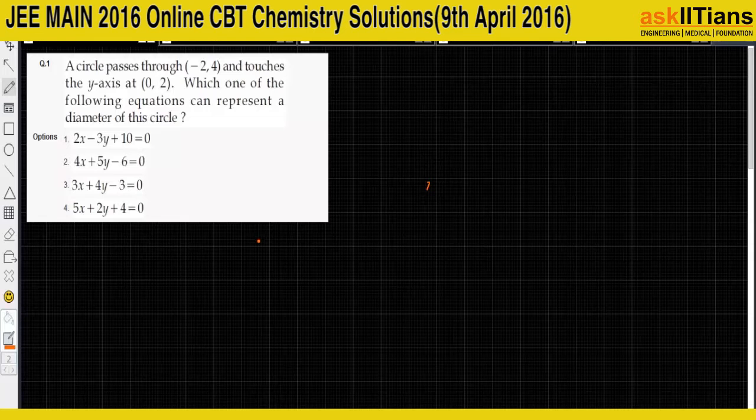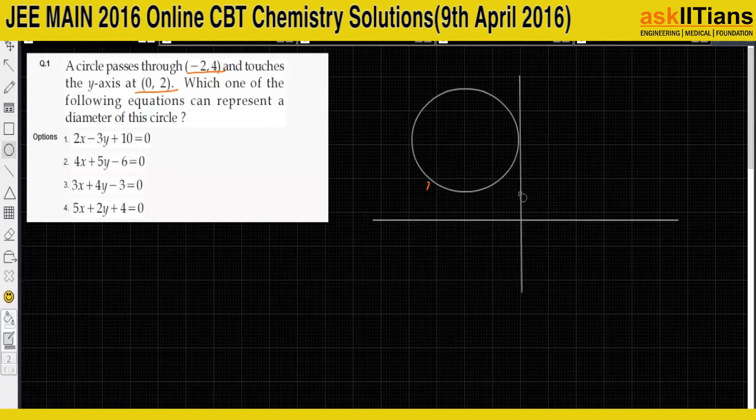This was the first question which was there in mathematics. There is a circle which passes through (-2, 4) and touches the y-axis at (0, 2). So let's draw the diagram. This was a very easy question if you draw an appropriate diagram, right? So this is your x-axis and y-axis. There is a circle which touches the y-axis at (0, 2).